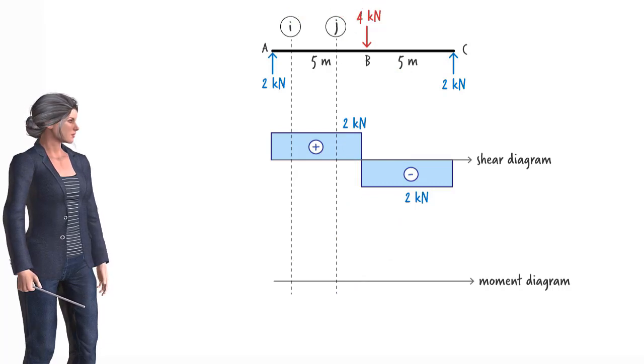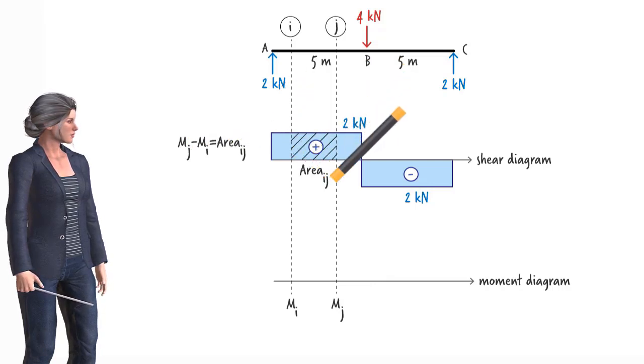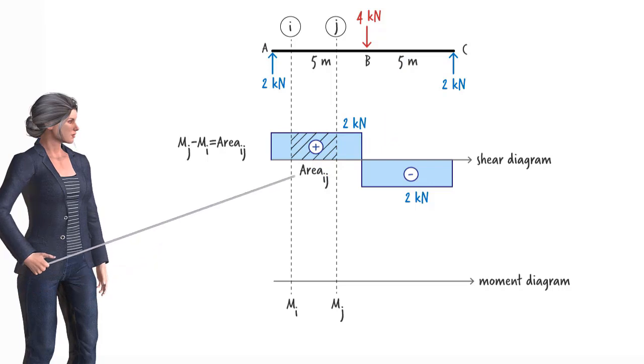The difference between the moment values at I and J equals the area under the shear diagram between the 2 points. That is, if we refer to the moment at point I as MI and call the moment at J MJ, then MJ minus MI is equal to the area under the shear diagram between I and J, which we are denoting as area IJ.